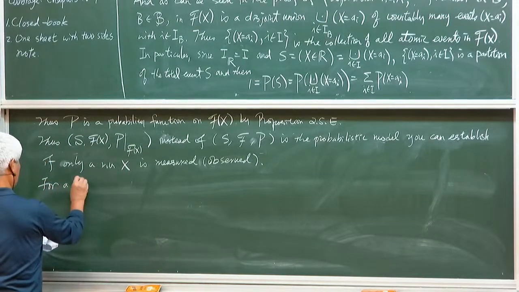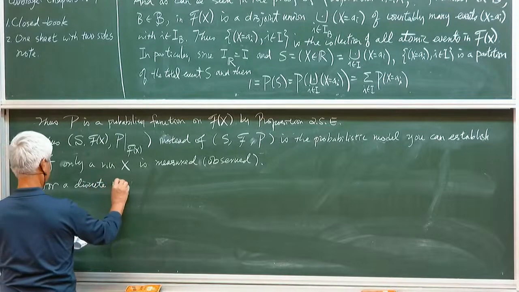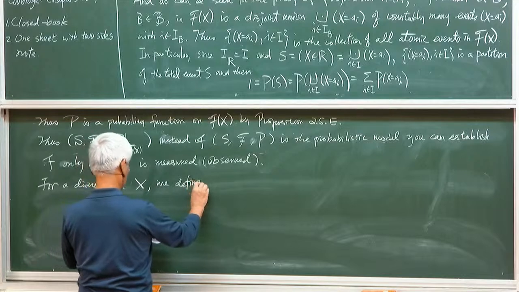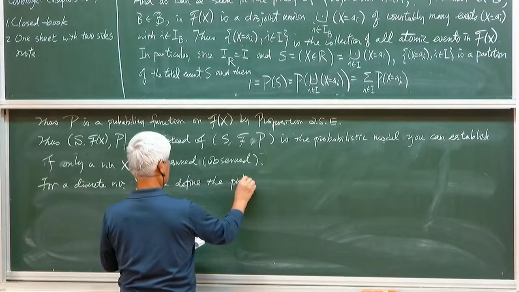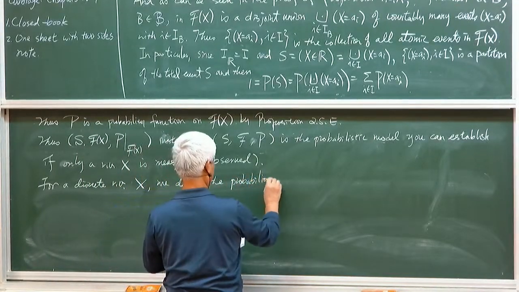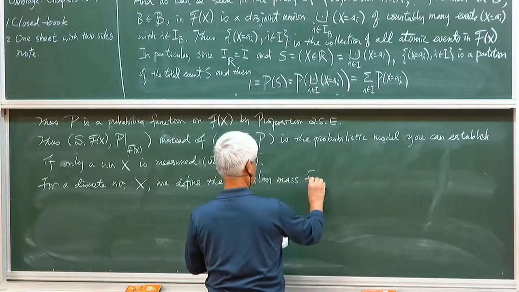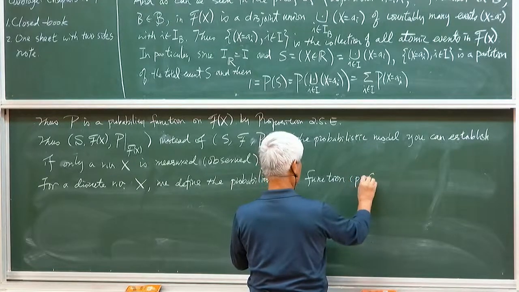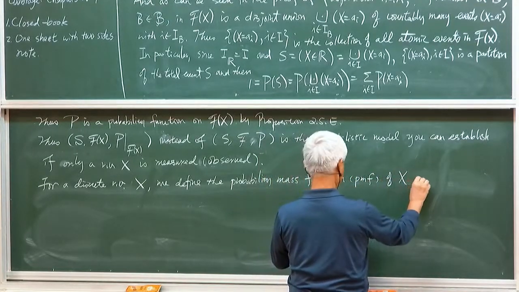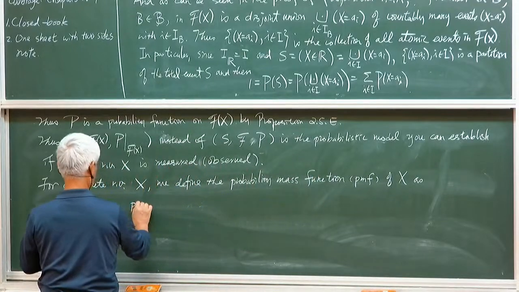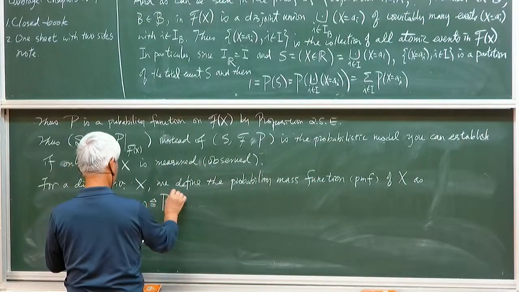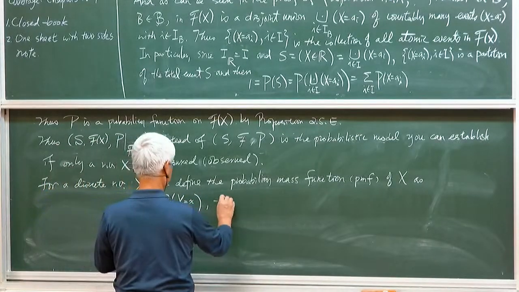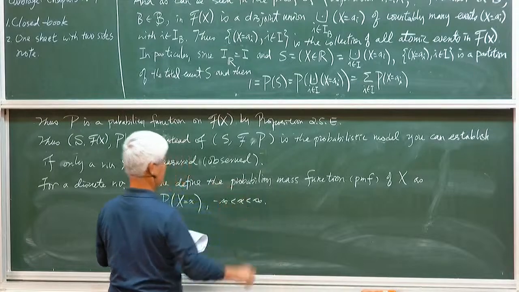Now, for a discrete random variable x, we define the probability mass function, abbreviated as PMF, of x as here. Little p of x is defined to be the probability that x is equal to exactly little x.